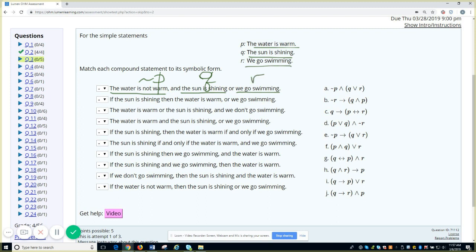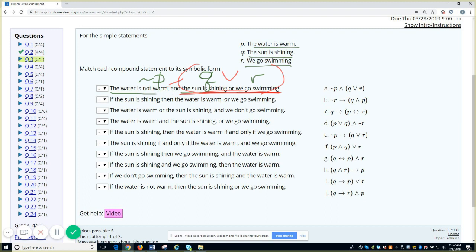Now let's identify the connectives. Actually, before we even identify the connectives, let's look at the comma. So the comma right here tells me that because I've got Q and R on the same side of the comma, they're going to be placed in parentheses. So that's what the comma tells me to do, to put sentences on the same side of the comma in parentheses. And so the sun is shining, or we go swimming, would be translated like this, so Q or R.